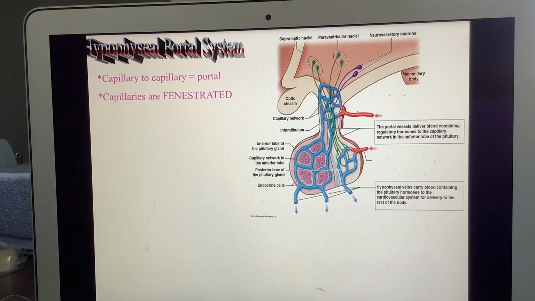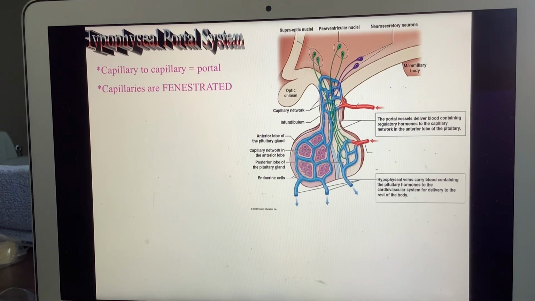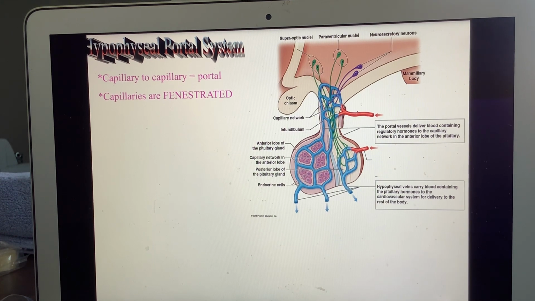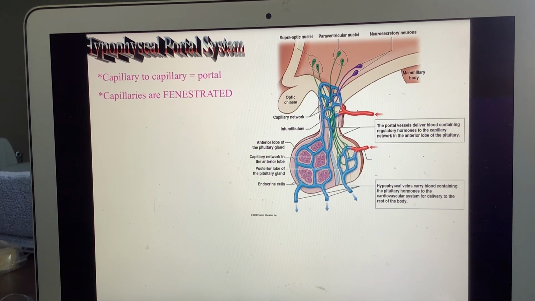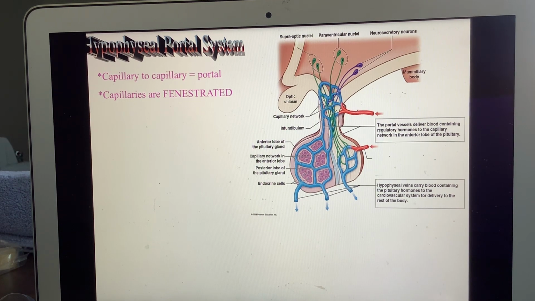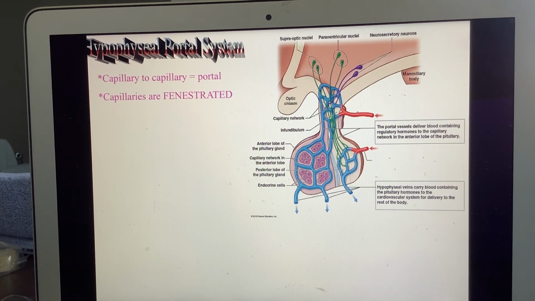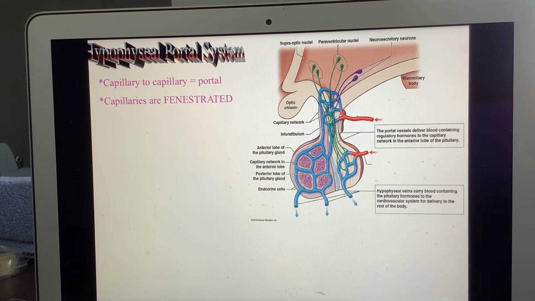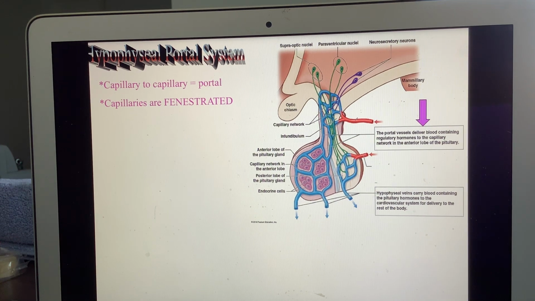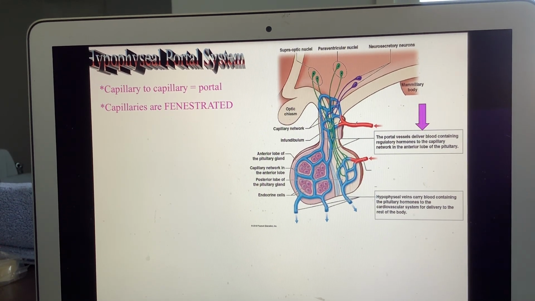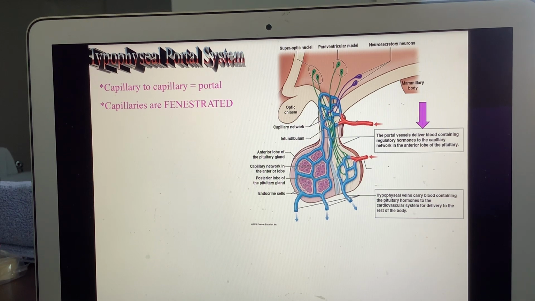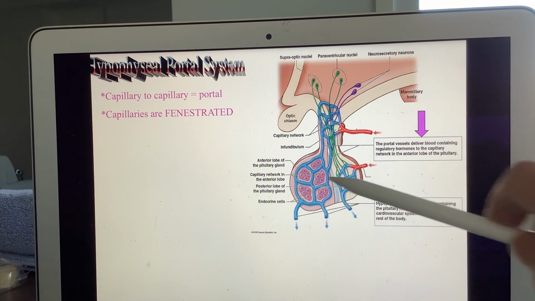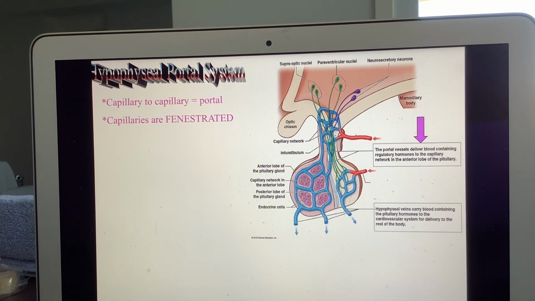The capillaries are fenestrated in both cases. Fenestra in Latin means windows. So any fenestrated capillaries are going to have big pores in them so that big molecules can get in and out. Well, that makes sense because we're going to have hormones that are big molecules. So here you can see the portal vessels delivering the regulatory hormones to the capillary network in the anterior pituitary.